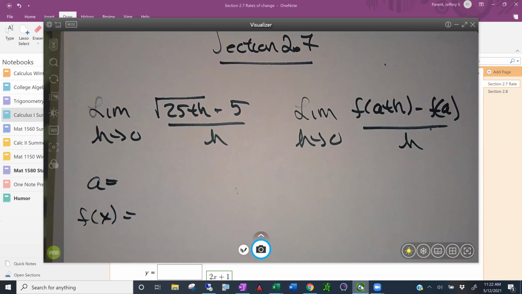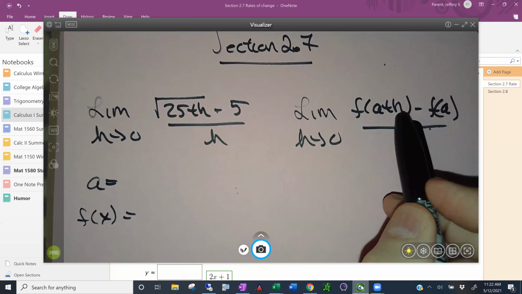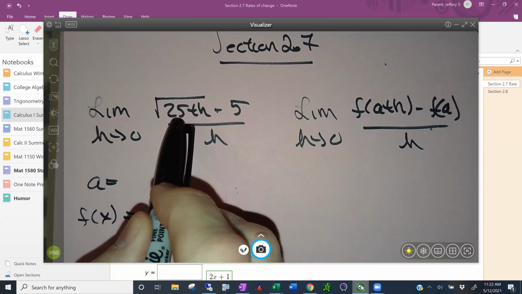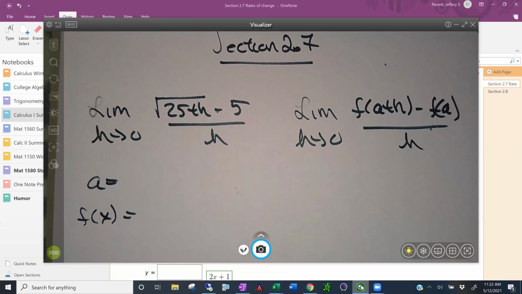Well, looking at this notation, I've got f of a plus h. What does that seem to suggest about the value of a? What do you think a looks like in this case? 25. Yeah, it'd be 25.